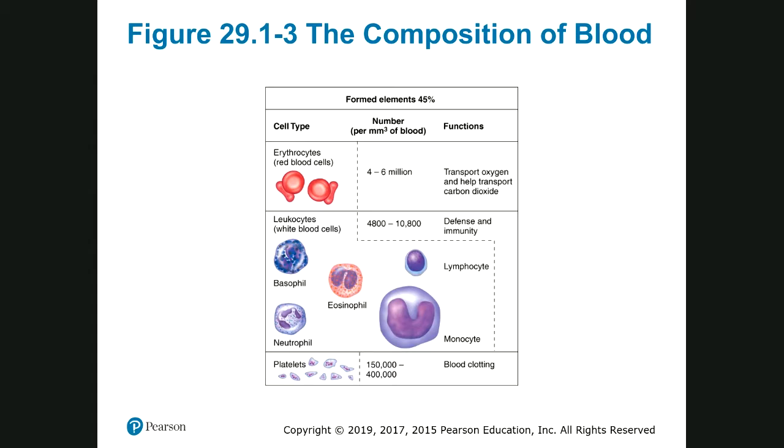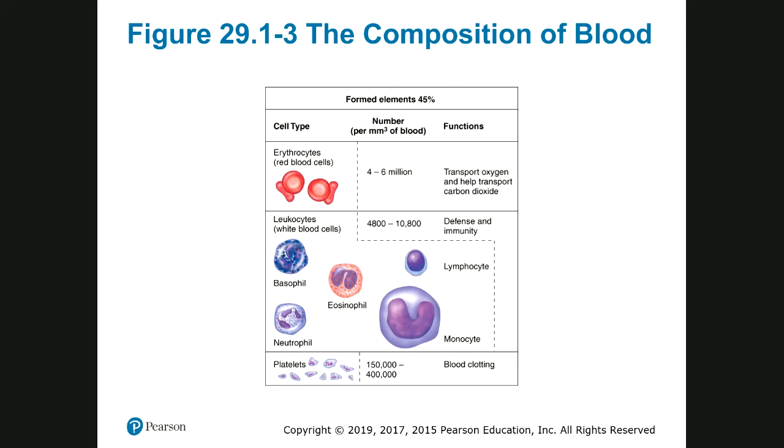The 45% formed elements in your blood is composed of three types of cells. We have the red blood cells, which we also call erythrocytes, and we also have the white blood cells. We call those leukocytes. There are 5 of them. We will come back to it later. And platelets are teeny cytoplasmic fragments. So they are the 3 types of the 45% formed elements of the blood.